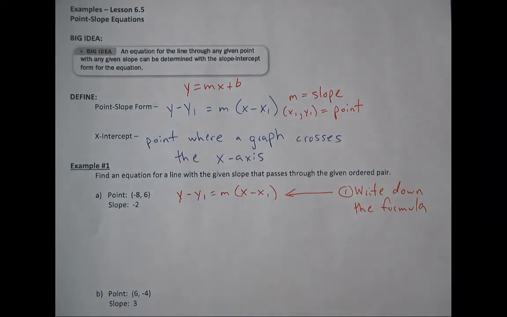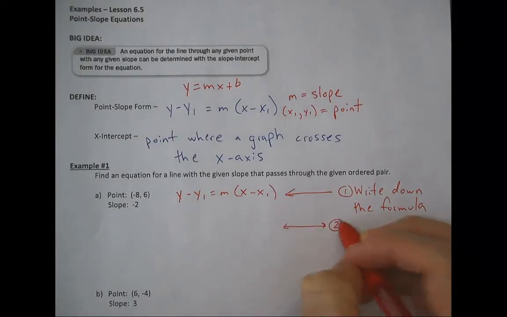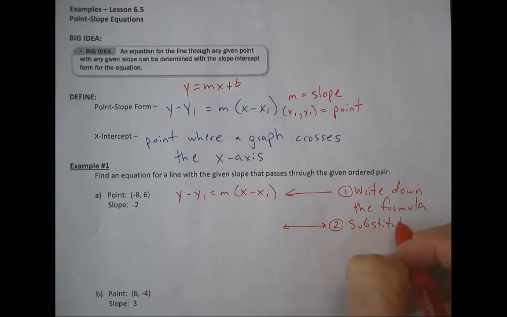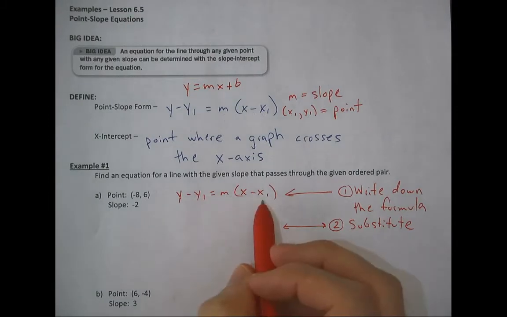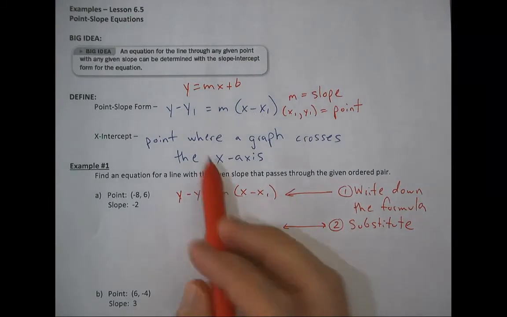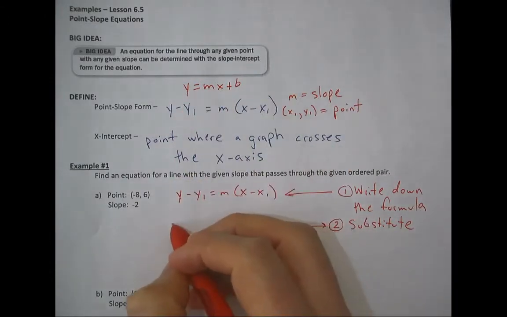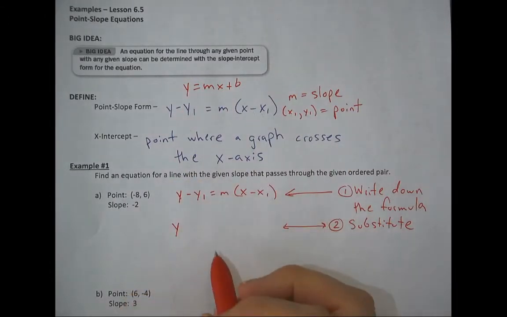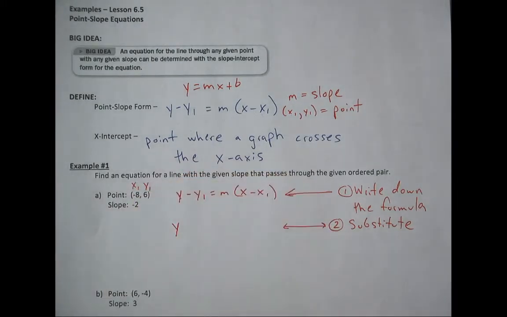All right, step 2 is going to be to substitute. So we're going to plug in for y1, m, and x1. The x and the y stay, just like when we plugged in for slope and intercept, the x and the y stay. So it's still going to say y. Now, this is my x1 and y1. That's my point right there.